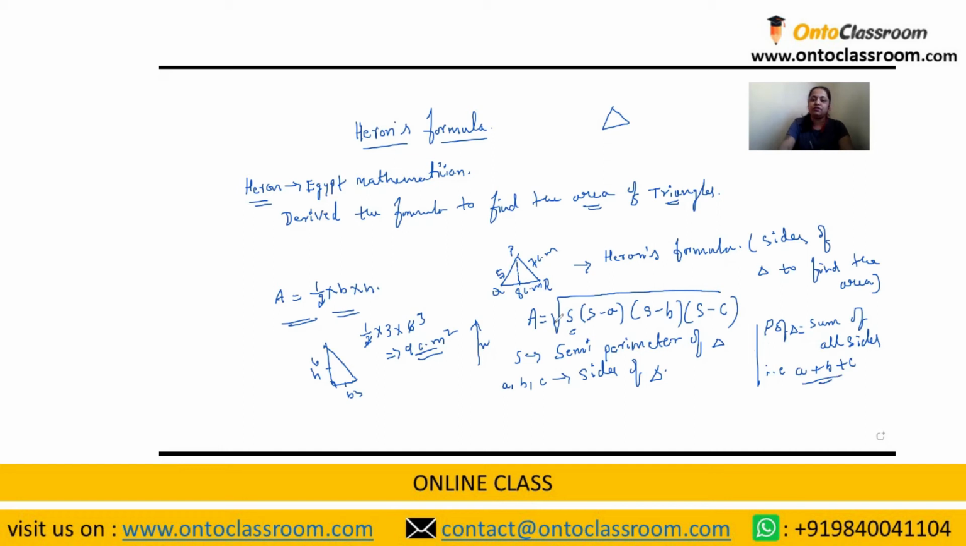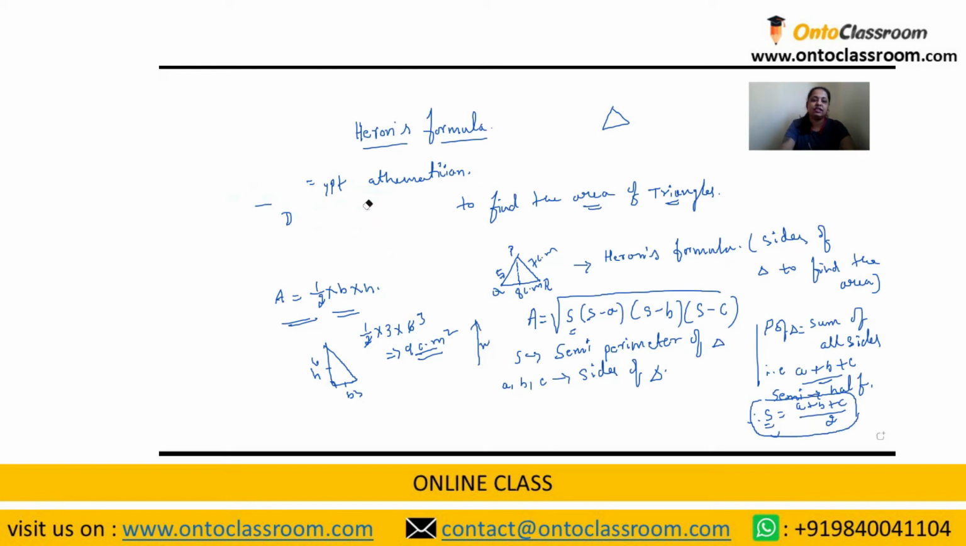But here in Heron's formula, S means semi-perimeter, no? So what do you mean by semi? Semi is half, okay? So half perimeter. Therefore S is (A plus B plus C) by 2. Half means we have to divide by 2, no? That's why the semi-perimeter is the sum of all sides divided by 2, to get the value of S. Now we will see one example to understand the concept even better.